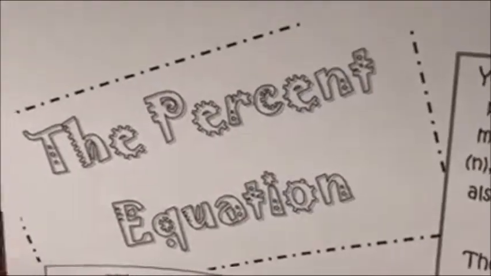Now, on page 36, you're going to glue the paper that says the percent equation at the top. You're going to glue the paper that says percent equation on page 36. Percent equation goes on page 36.